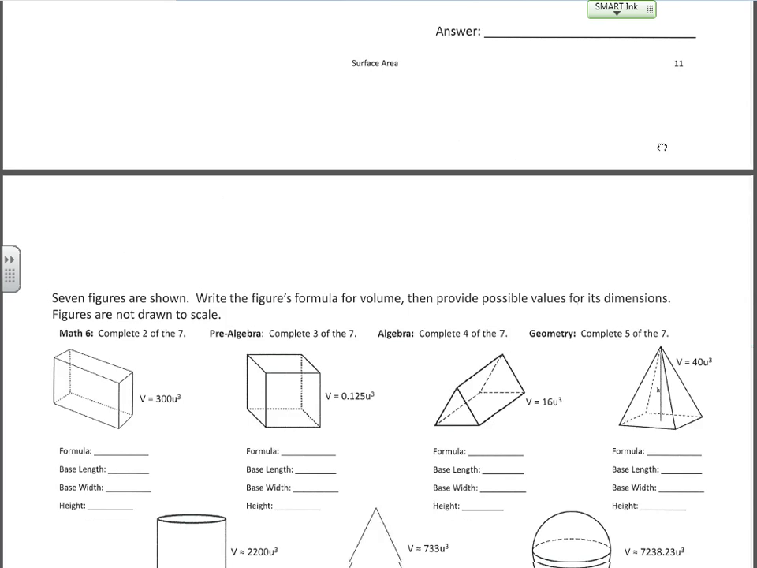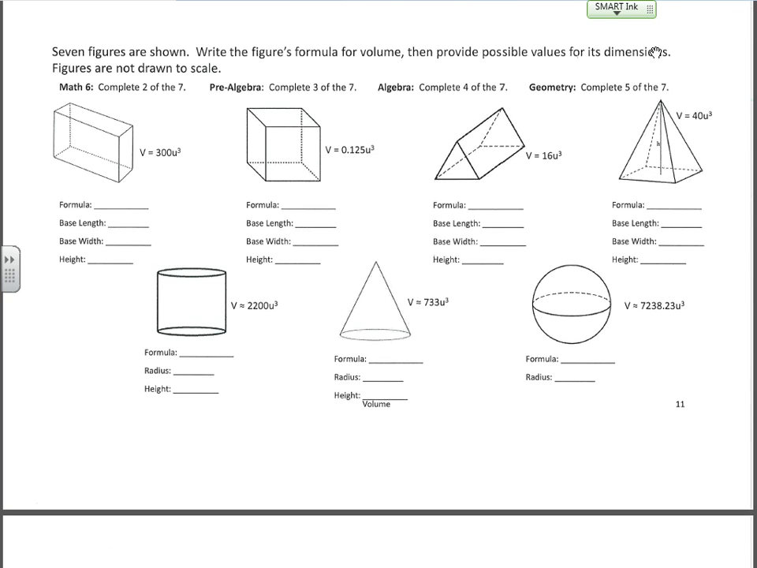Next page, the Magnificent Seven, the 7 solid figures we've talked about relating to volume. I give you the volume for each figure. You need to give me the formula as well as what each value, length, width, height, radius, or whatever, is to get the given volume.